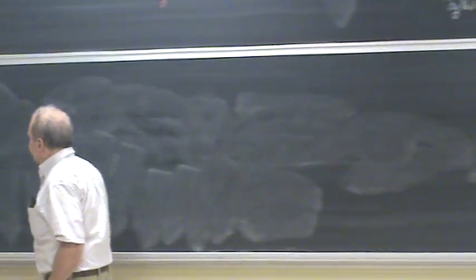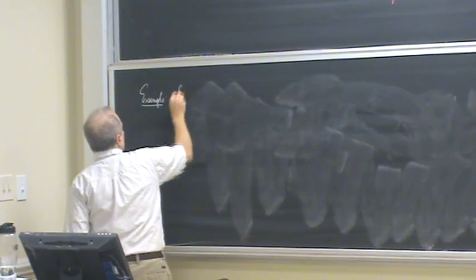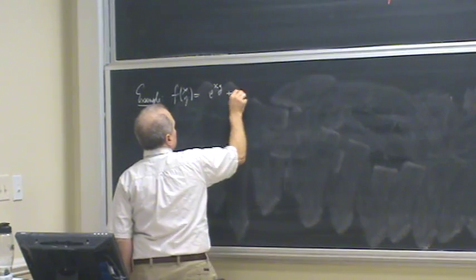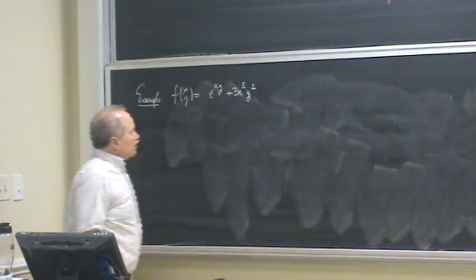So for example, suppose we had a function like e to the xy plus 3x to the 5th y squared.